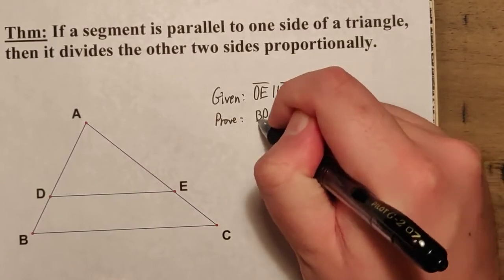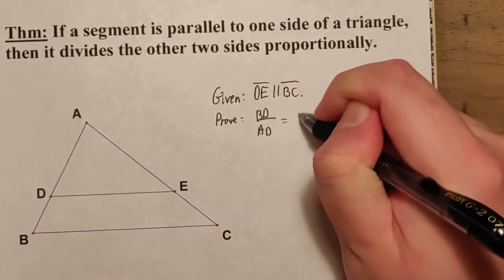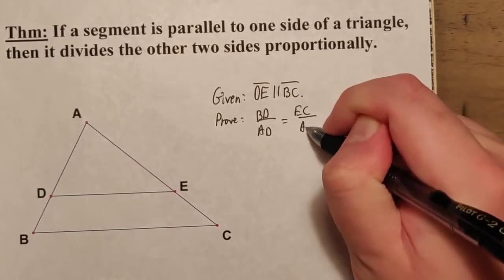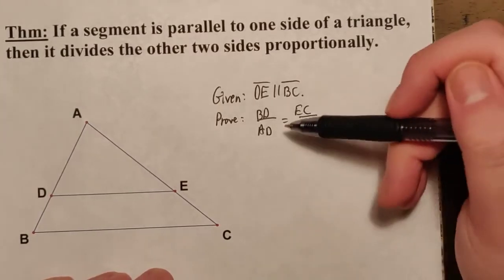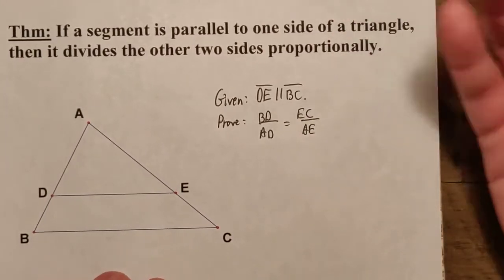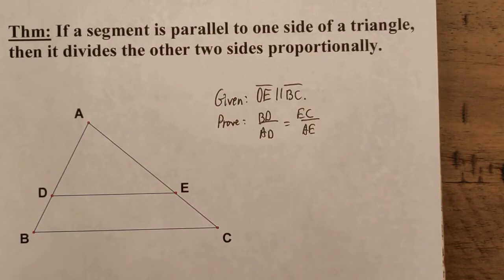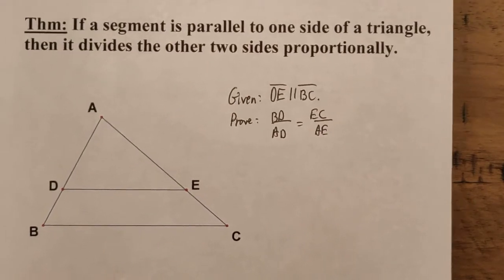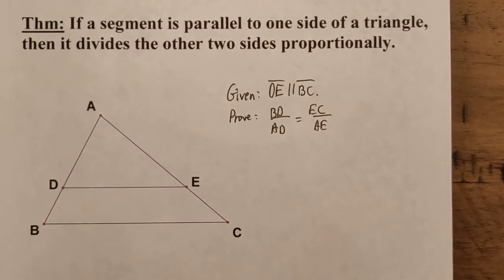So I'm going to write it as BD over AD equals EC over AE. Now, granted, you could write it the other way around. You can write AD over DB equals AE over EC. It's still going to work at the end. It just simply means we have to take the reciprocal of both sides at the end, and it will still work out very nicely.